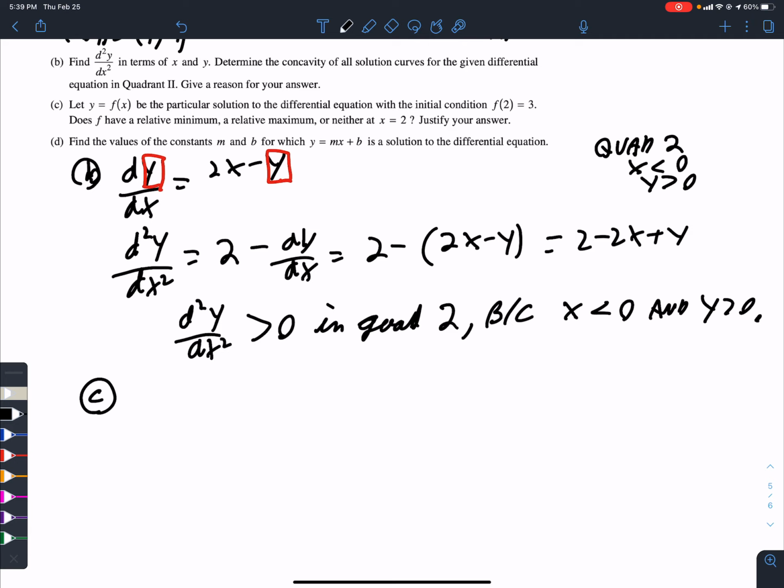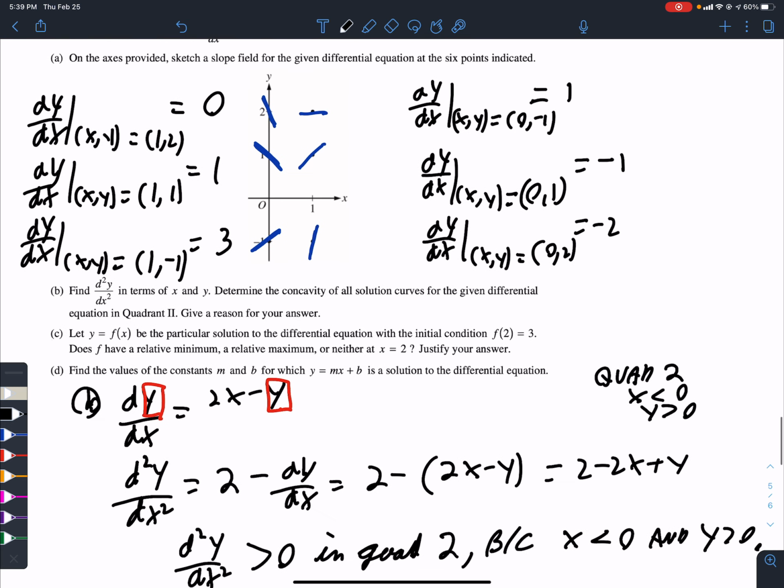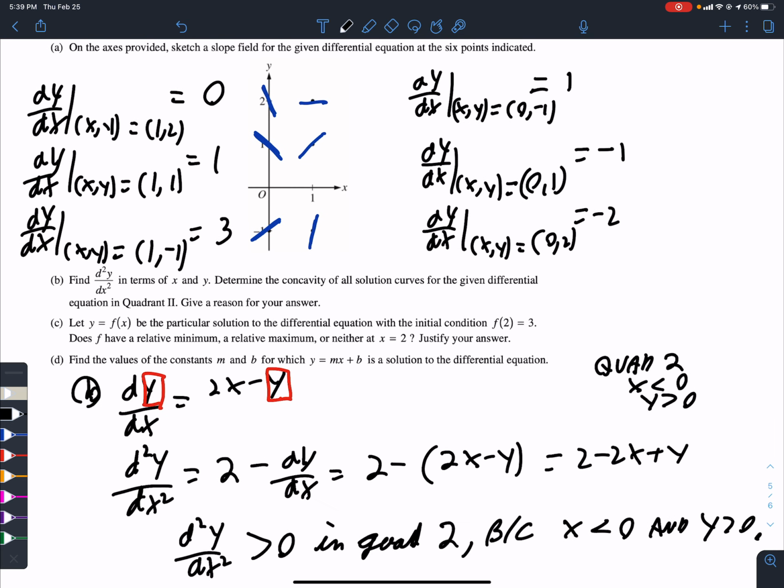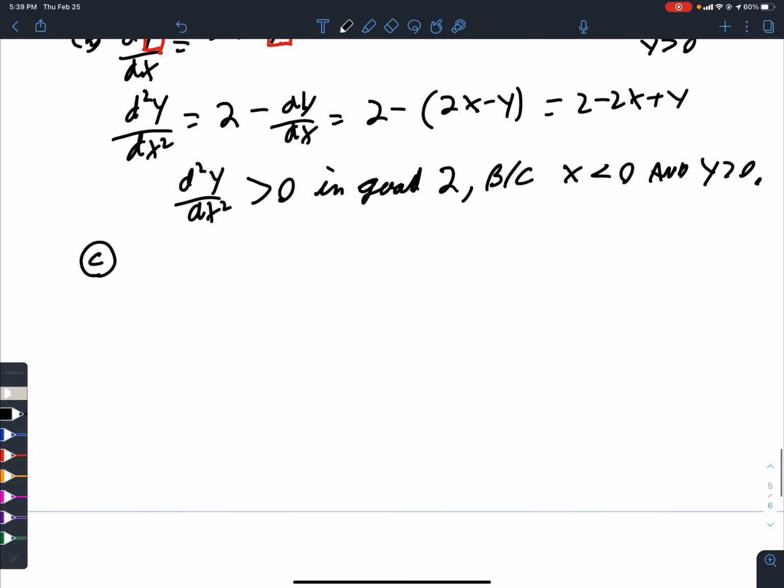Oh, I found it. Okay. So I think we're looking good. So part C. Let me check my slope field, see if it matches theirs. Yeah, looks pretty good to me. Okay, part C.